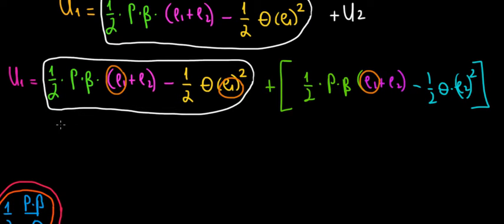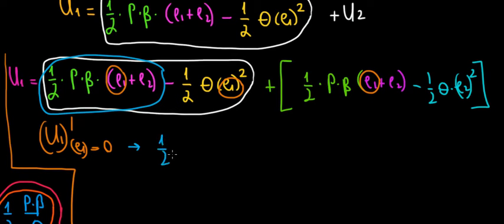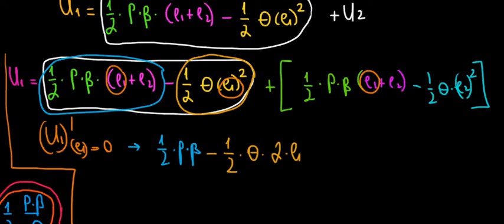So when we differentiate the utility of the first guy with respect to the effort level, make it equal to 0, our result is going to be slightly different than in part C, because we have more terms to differentiate. Let's see how that works out. In the first term, when we differentiate it with respect to E1, what do we get? 1/2 times P times beta. That's it. We go to the second term. Minus 1/2 theta E1 to the power of 2. We get 1/2 times theta times the derivative of E1 squared. That's just 2 times E1.